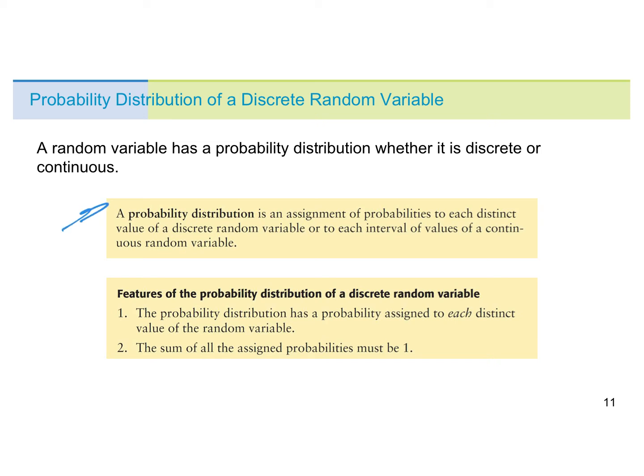Now, ladies and gentlemen, probability distribution of a discrete random variable. A probability distribution is an assignment of probabilities to each distinct value of a discrete random variable or to each interval of values of a continuous random variable. Our features: the probability distribution has a probability assigned to each distinct value, and the sum must be 1.